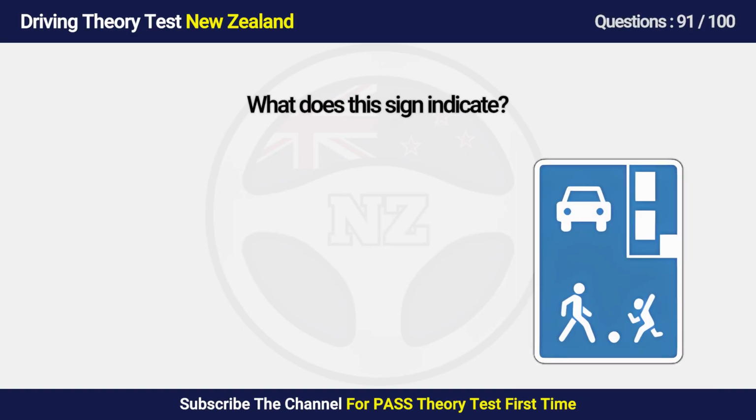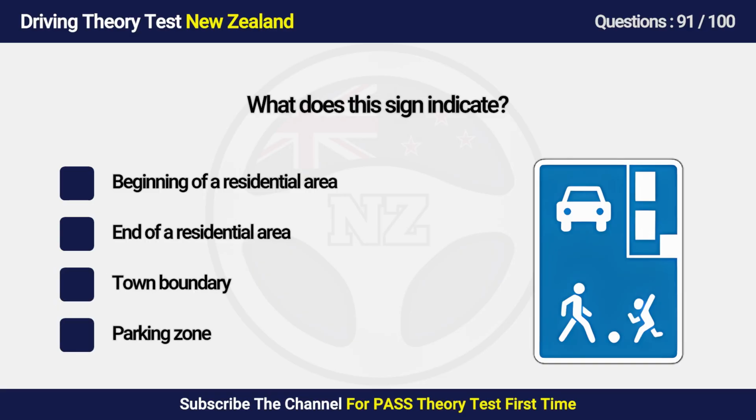Question 91. What does this sign indicate? A. Beginning of a residential area. B. End of a residential area. C. Town boundary. D. Parking zone.